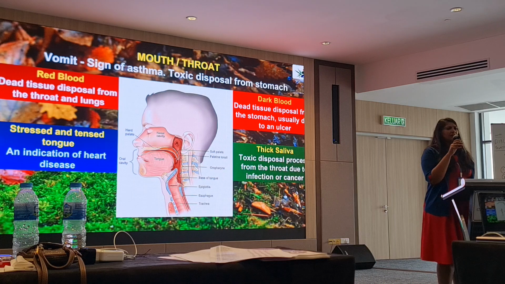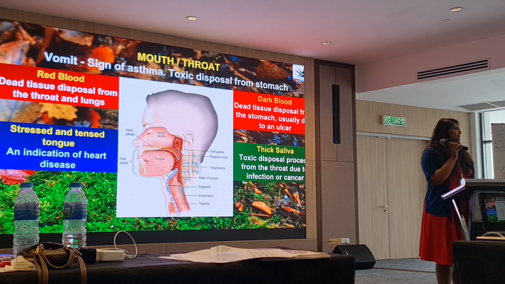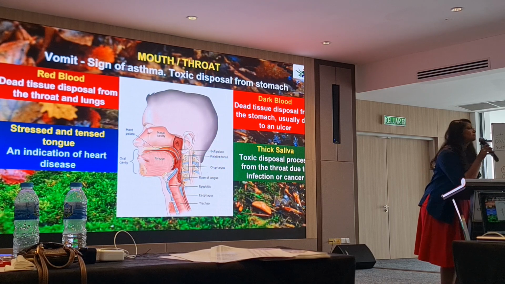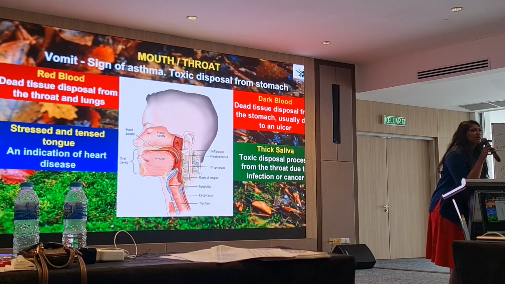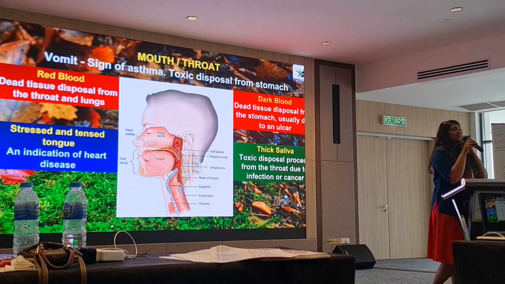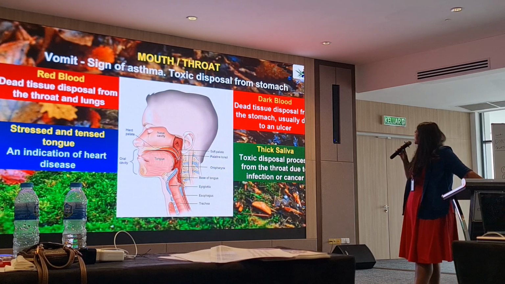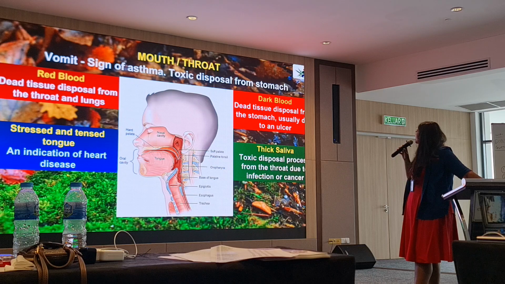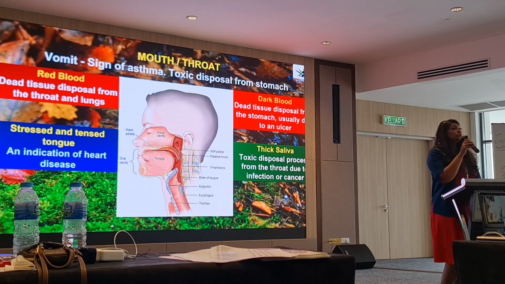But let's say I have an ulcer in my tongue, what does it mean? Blood circulation. Acid stomach issue. Blood circulation. What's wrong with my blood circulation if I have an ulcer in the tongue? What kind of toxin? Actually, you can tell the specific toxin. Acid. That's why it's an ulcer, it's blisters. Okay? Dark blood. It's dead tissue disposable from the stomach. So this is usually due to ulcer.